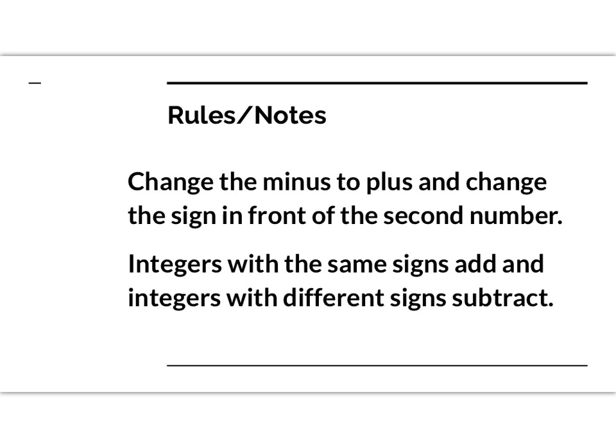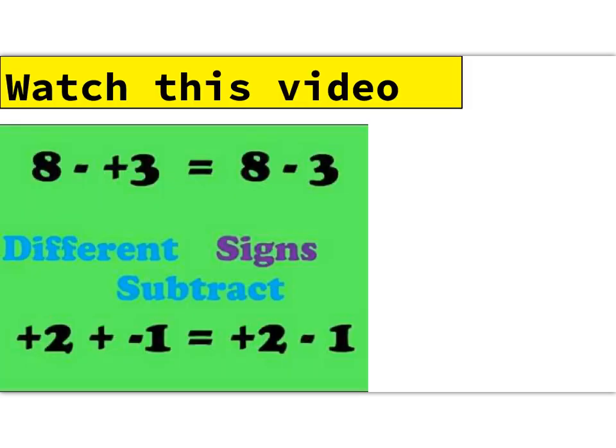Okay, so important rules. Remember, same signs add, different signs subtract. But now, if you have two negatives and they're not separated by a number, those two negatives combine to make a positive. Again, watch this video. This is the same video from adding integers. It's the same video.